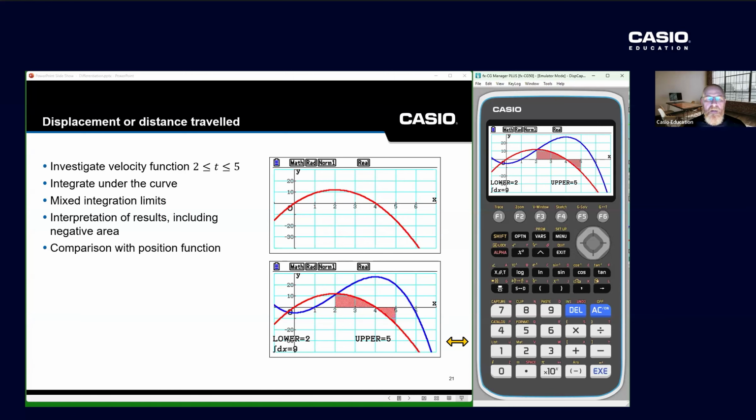Now, if we're looking for displacement or distance traveled between 2 and 5, we could actually trace some points. So let's trace what happens at 2. I can pin the point by pressing execute, which is quite useful. I can also say, well, what happens at that maximum of my position? Well, we know that happens at 4. And what happens at 5, which is my upper bound?